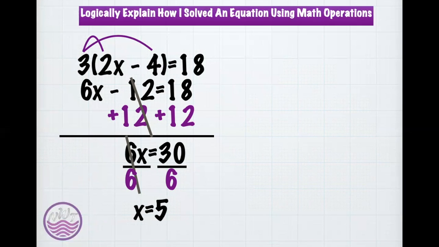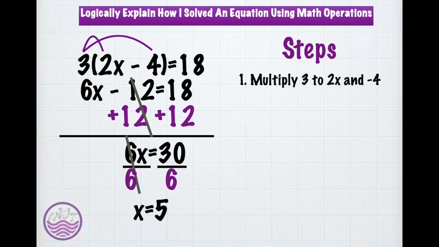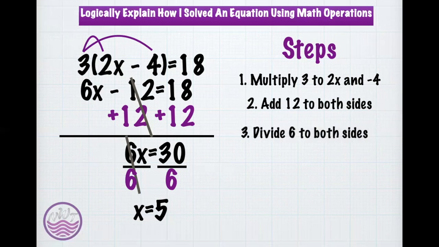So the next part is the steps, and we're going to use specific math operations for these steps as it pertains to this particular question. So multiply 3 to 2x and -4. We talked about that, so I wanted to make sure we got that in there. The next one, add 12 to both sides. And the last one, divide 6 to both sides.